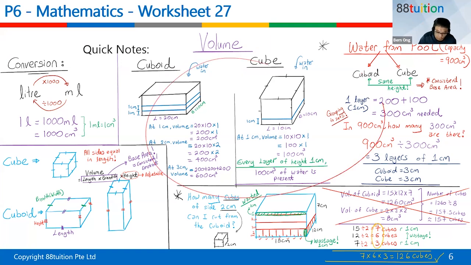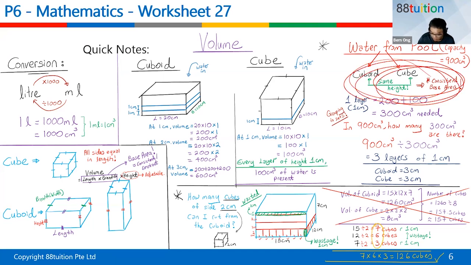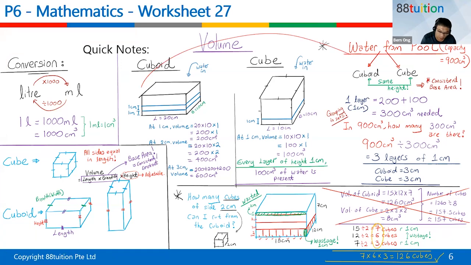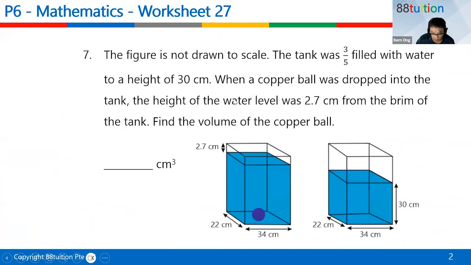So for this type of question, please remember your focus is on the base area. Why? Because the base area is consistent. The only thing that's changing is your height. It goes up, it goes down. The height is the one that is changing, but your base area is consistent. So for this type of question, automatically you must find the base area first. It's getting very popular. If it comes out in your exam, make sure you know how to secure the marks.